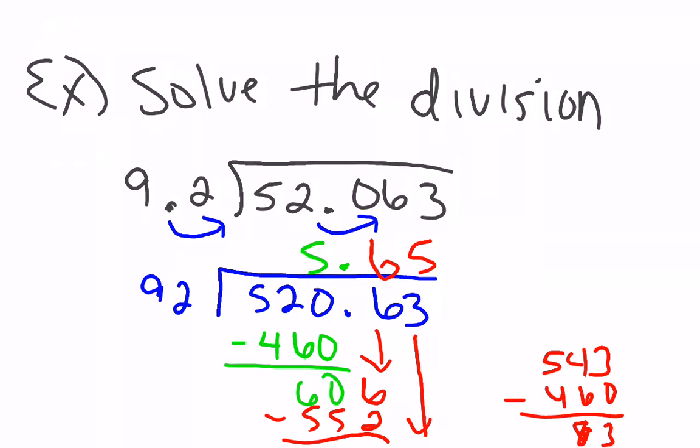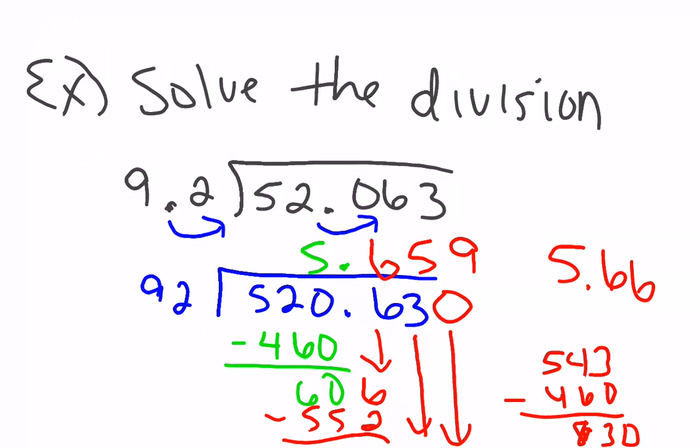In this case, we would just keep adding zeros here if we needed to keep going. And so it'd be, how many times does it go into 830? And that would be a 9 up here. So if it asks us to round to 2 decimal places, knowing that we have the 9 there, then it would be 5.66 would be our answer. Just depends on what the problem is asking you for.